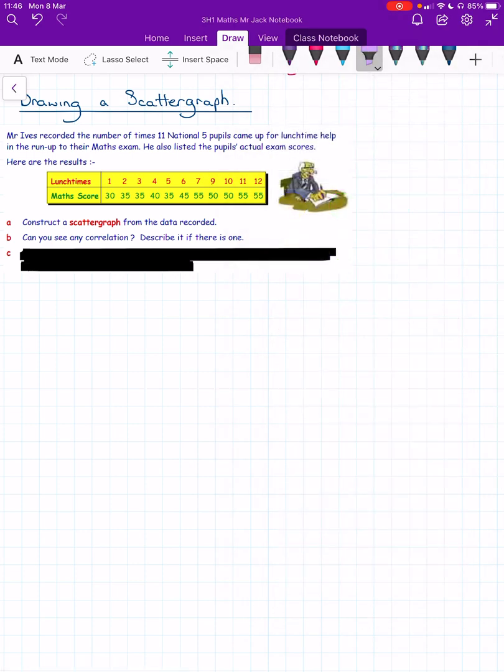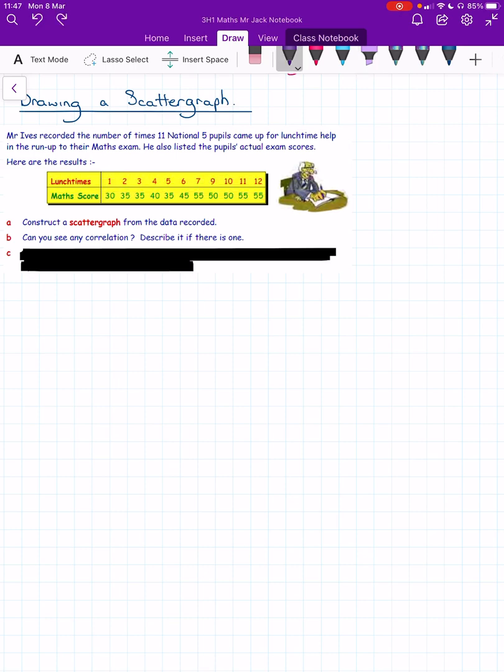So Mr. Ives is recording the number of times that 11 National 5 pupils have come to lunchtime help in the run up to their maths exam, and then he's also listed their actual score. So essentially, it sounds like Mr. Ives is interested in what impact it is having if pupils come to lunchtime support. And there's our data there. So along the top we have the number of lunchtimes, and then along the bottom there we have the math scores. So that's going to be our sample data that we're going to put into a scatter graph.